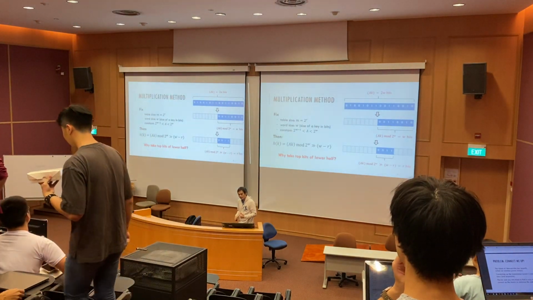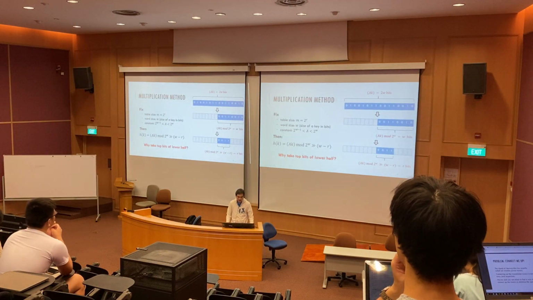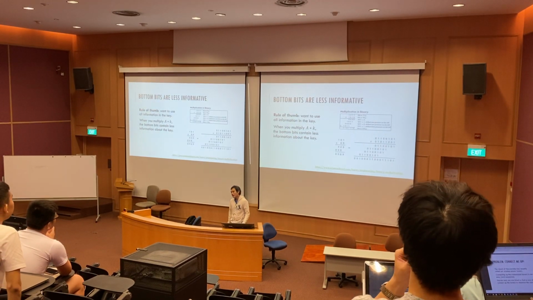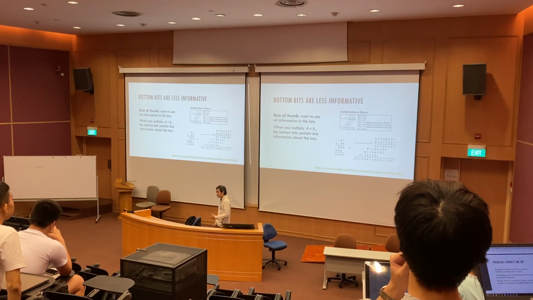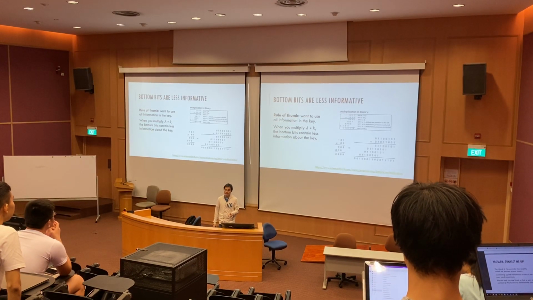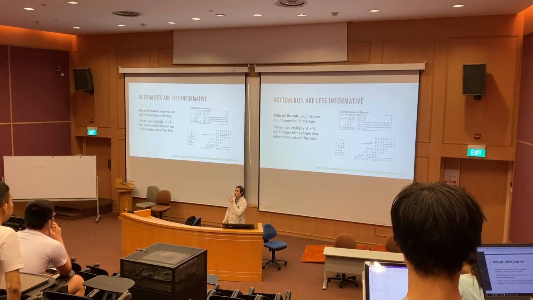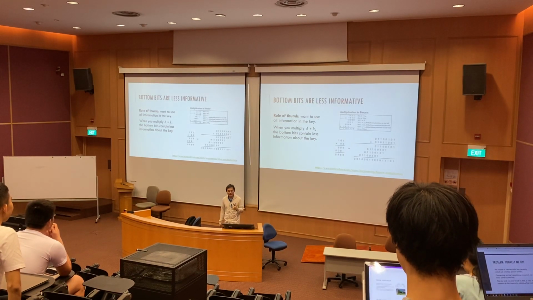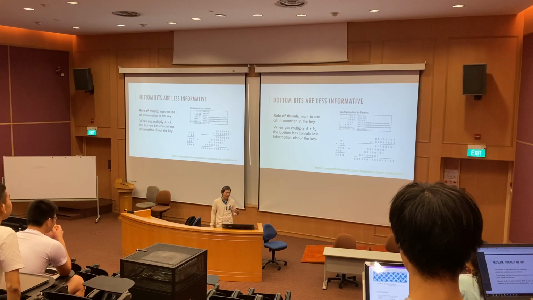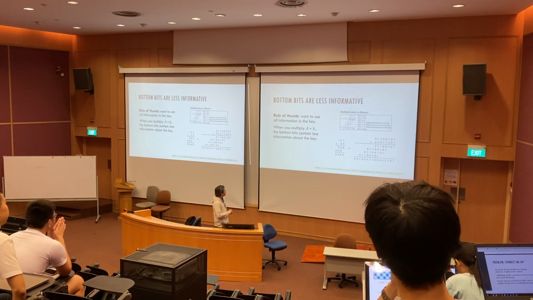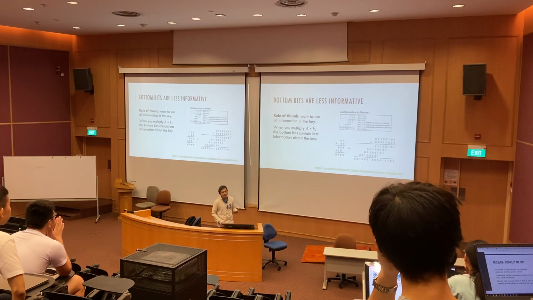So the answer is because the bottom bits are actually less informative. As a rule of thumb, in hashing, you want to use all the information you have in the key. You might want to pay attention, it might come out in the exam. So when you multiply A times K, the bottom bits at least actually contain less information on the key.